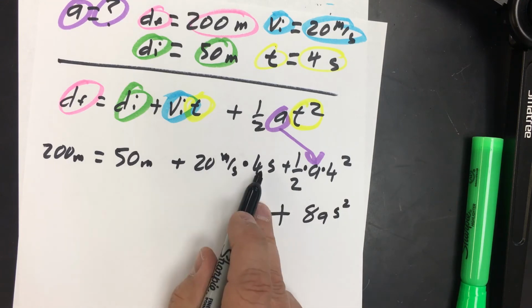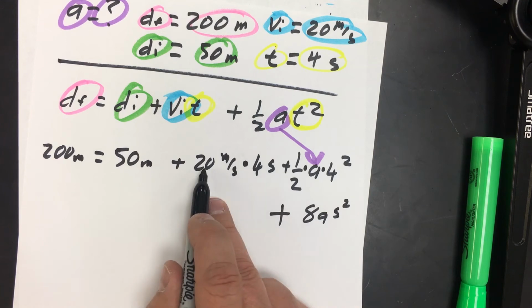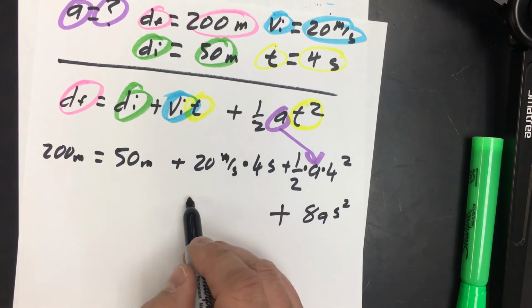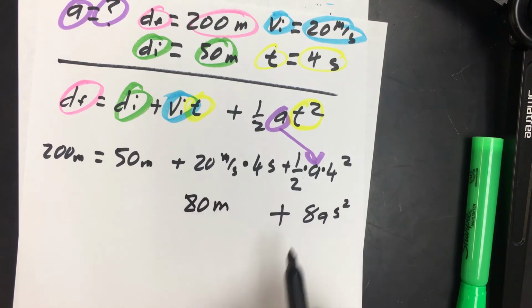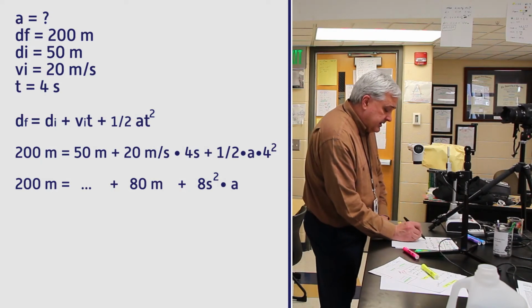Now I've got 20 times 4. 20 times 4 is 80. The seconds are going to cancel with the seconds, and that's going to leave us with meters. So 20 times 4 is 80 meters. I got lucky there. Now I've got 50 meters. That's coming down.